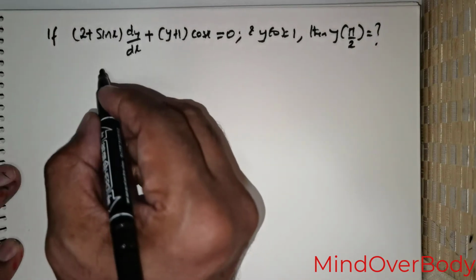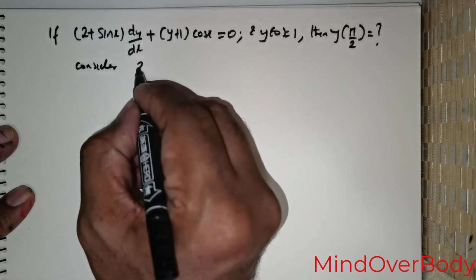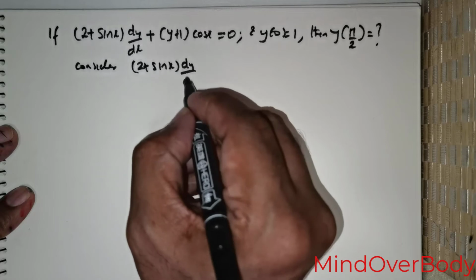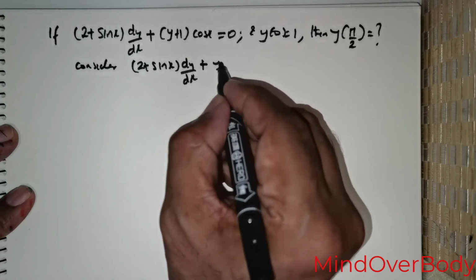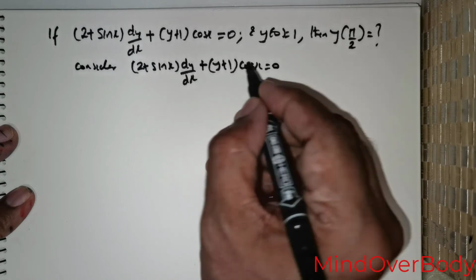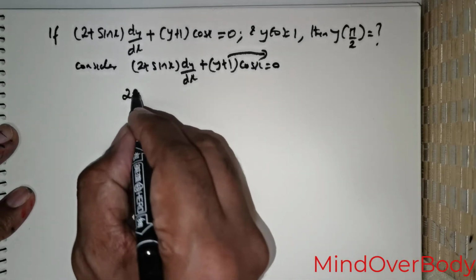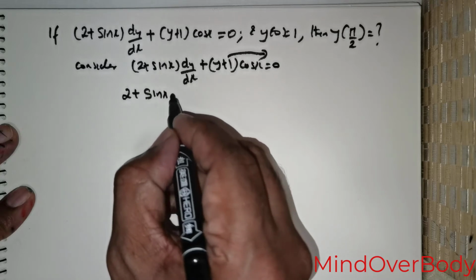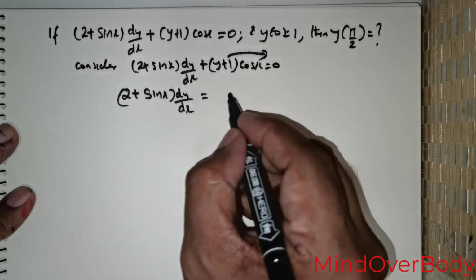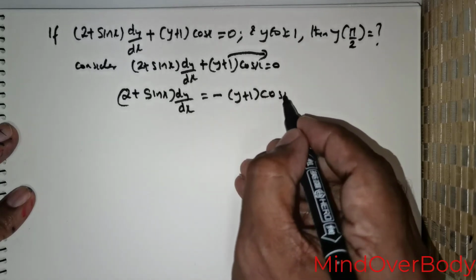Now foremost what we need to do is, I'm going to say consider 2 positive sin x times dy over dx positive y positive 1 times cos x is equal to 0. So I will move this to the other side. So this is going to be 2 positive sin x times dy over dx is equal to negative of y positive 1 times cos x.